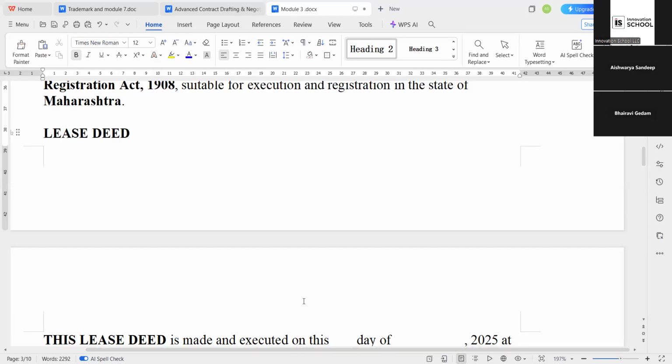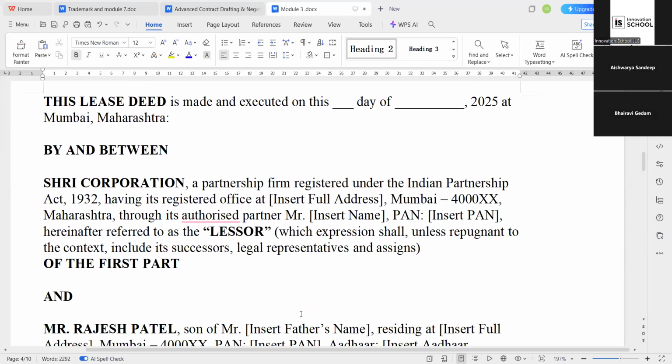So your lease deed is basically a rent agreement. When you're giving something on rent, you're not transferring the right, title and interest. The difference between a sale deed and a lease deed is that in a lease deed, you are just transferring the physical ownership or physical right. You are not transferring the right, title or interest. The right, title or interest still belongs to you.